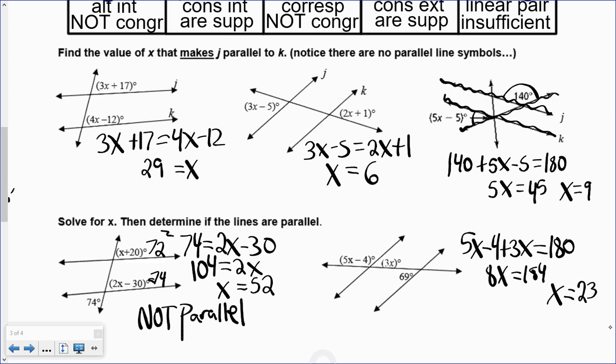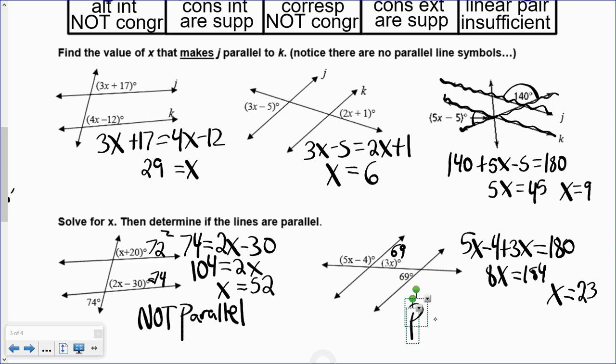So cool, we did the first part. Now we need to see if these lines are parallel. So I'm going to plug the x in. What would I get for this angle with the 3x? 69. Okay. Does that angle have a relationship with the other one? What kind of angles are these? Alternate interior. If these lines were to be parallel, what should be true about these angles? Are they congruent? So are these lines parallel? Yes, they are.